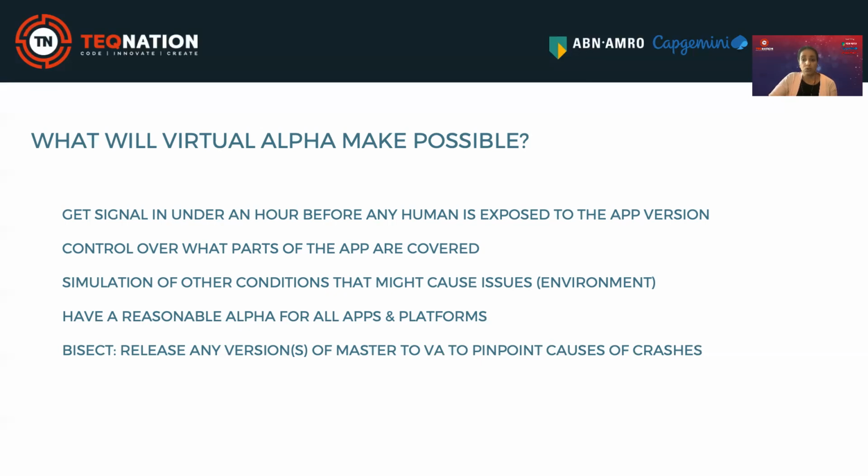Another thing we can do is we can also potentially bisect major issues by releasing different versions of master to virtual alpha to pinpoint the cause of the crash, like what exact point did this crash happen. We can't do this with real users because the quality of master is maybe not good enough to be released to real users, and we might hit other issues other than the issue we're trying to bisect. So it would be very costly to fix all the other issues in all the versions of master. The best way is to just release to virtual alpha, because these virtual users are not real users, so there's no danger there.